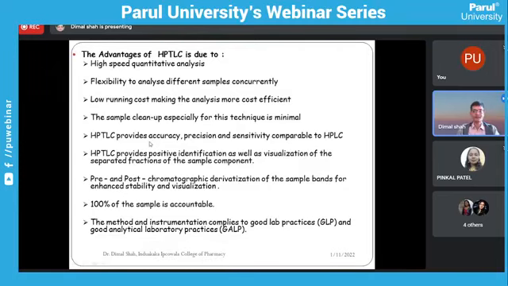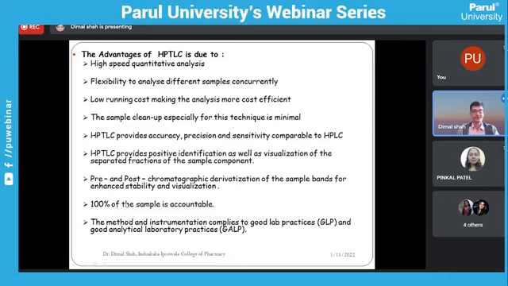In terms of accuracy, precision, and sensitivity, HPTLC and HPLC both are comparable. So that is an advantage that we are getting. Even for identification and visualization of separated compounds, you can go with pre-derivatization or post-derivatization, and that is the biggest advantage that we are getting in HPTLC. So pre and post chromatographic derivatization are possible, and visualization can be carried out easily. That is the biggest advantage of HPTLC that we are getting.